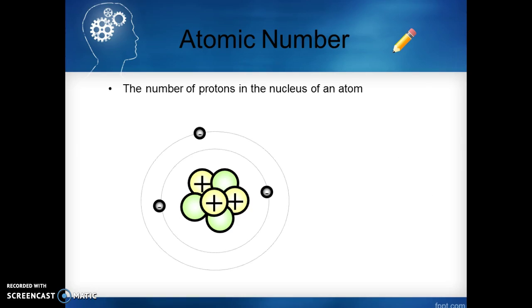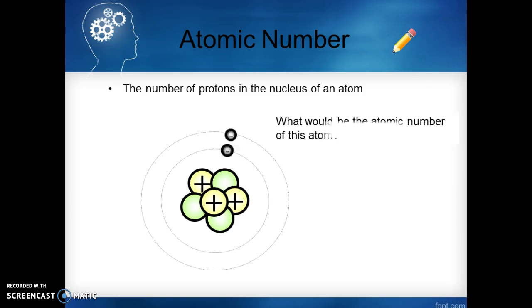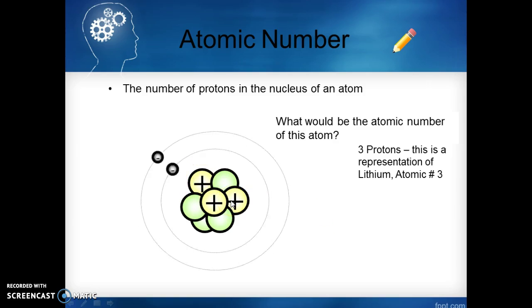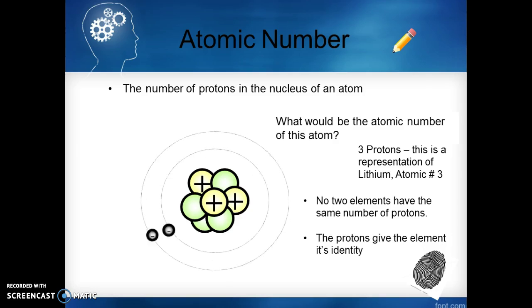Atomic number. The number of protons in the nucleus of an atom is the atomic number. What would be the atomic number of this atom? 1, 2, 3. 3 protons. This is a representation of lithium, atomic number 3. No 2 elements have the same number of protons. The protons give the element its identity.